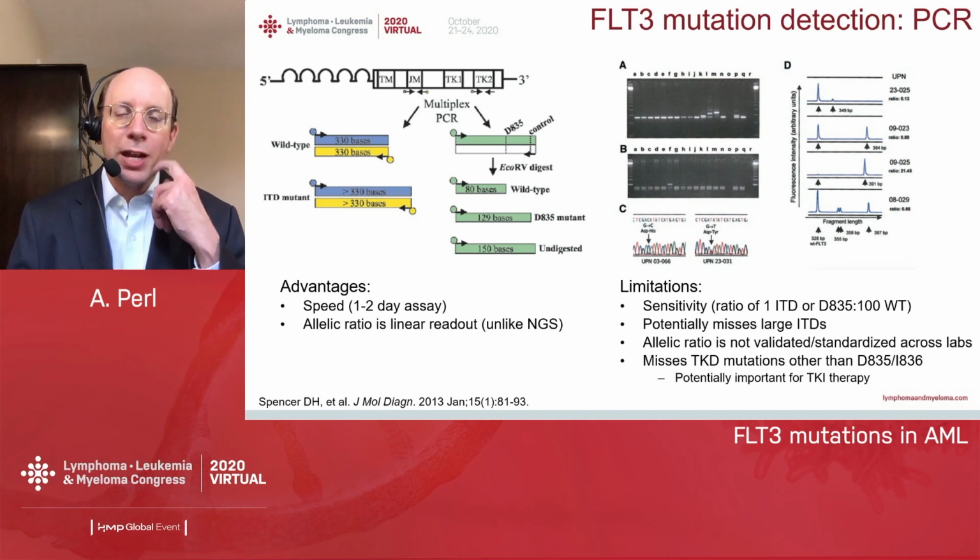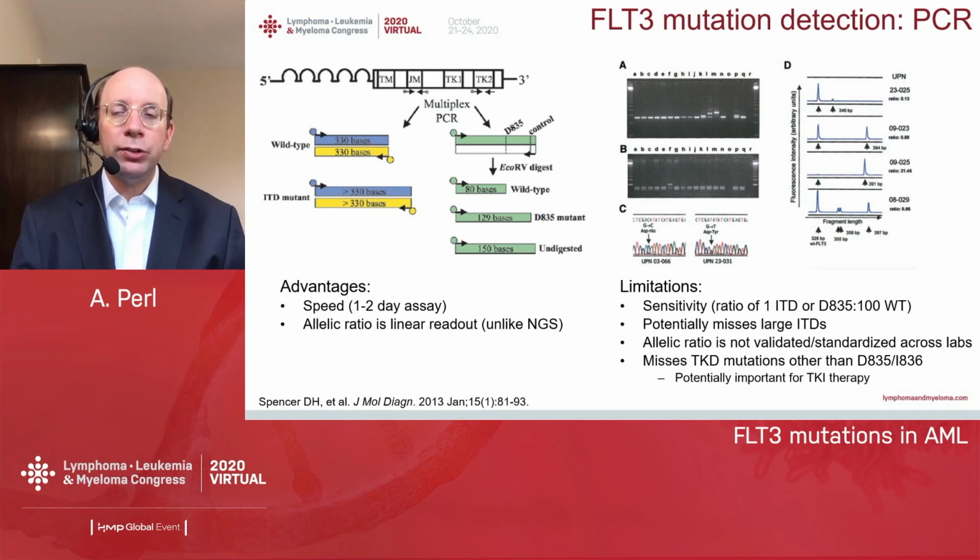Importantly, either mutation can predict response to FLT3 inhibitors, but certain drugs will only be active against the FLT3 ITD mutations and not TKDs. We detect these mutations by two major methods in the laboratory. The first is PCR, which historically was the first test to be developed and brought to the clinic. This is generally a rapid turnaround test. Often we can get results in just a few days.